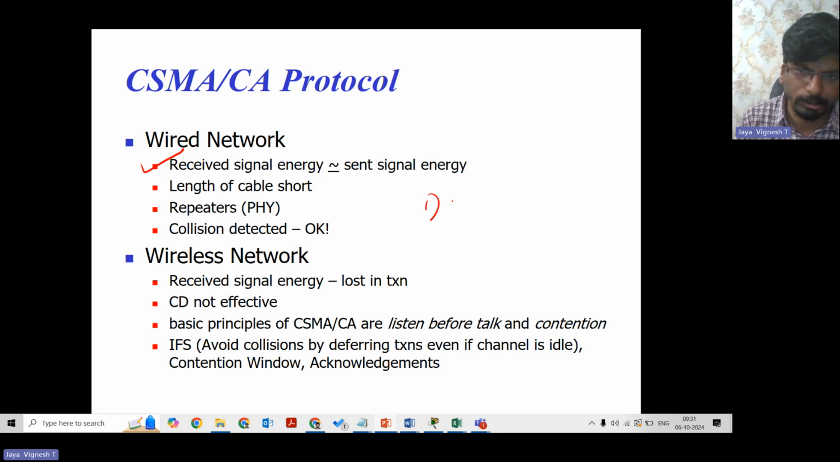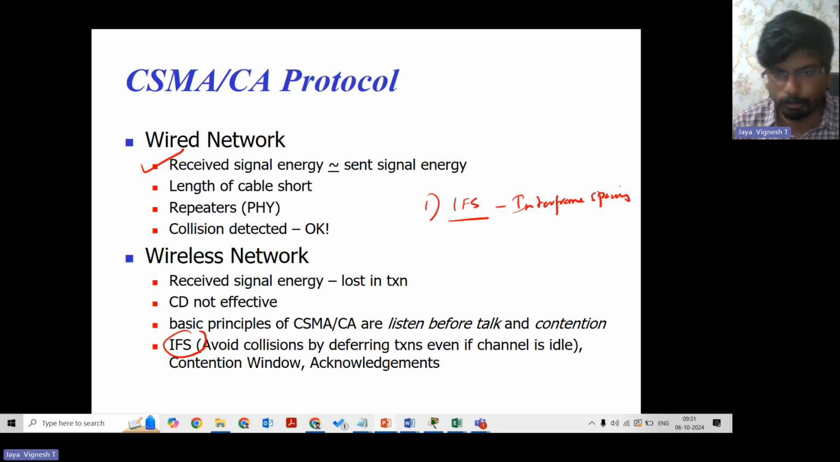The first strategy is called IFS. IFS stands for interframe spacing. This is the first strategy, which is similar to persistence. We will understand what this IFS strategy is to avoid collision. The second strategy: after IFS, you want to avoid collision by deferring the transmission, even if you find the channel to be idle. So that's the IFS period.